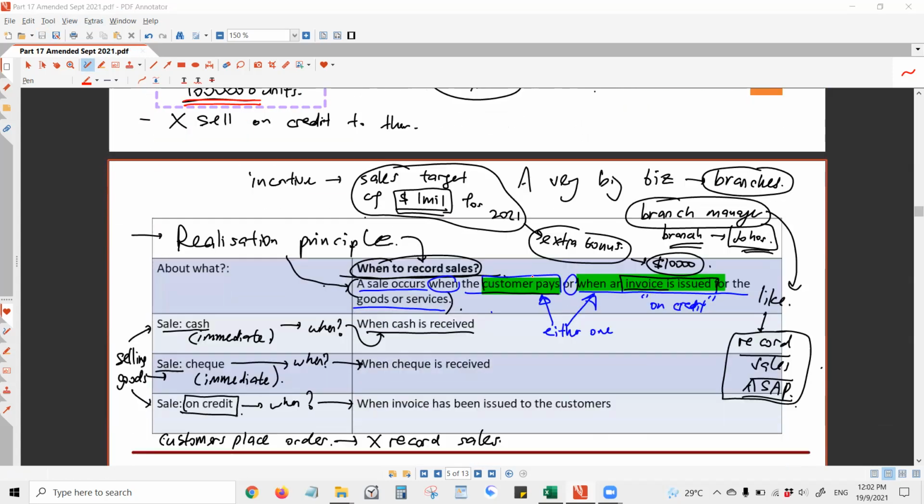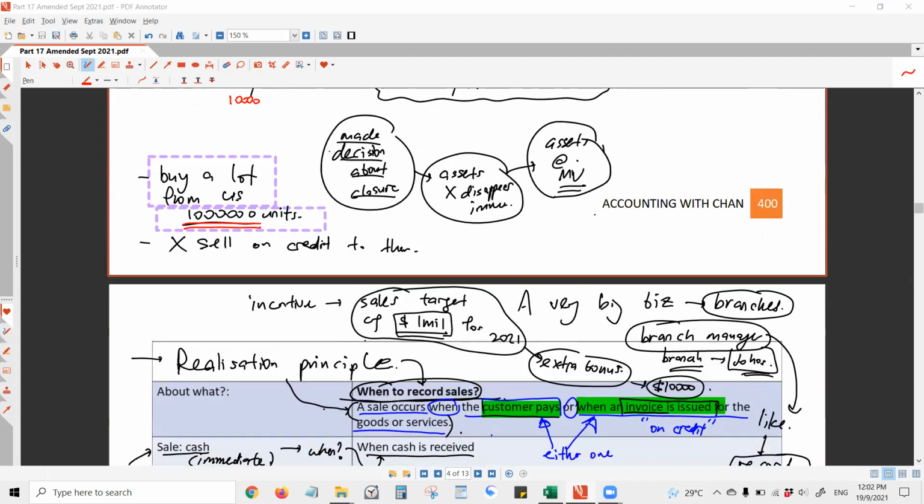Okay, so there are many good reasons why you sell goods on credit. Why do you want to let your customers owe you money? Probably they buy a lot. If you let them go, then they will look for another supplier, and then you will have lost a lot of sales. So that's why we sell goods on credit to them.